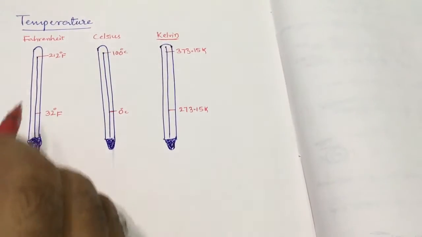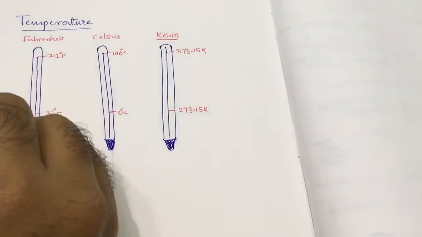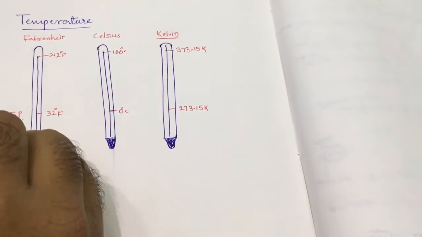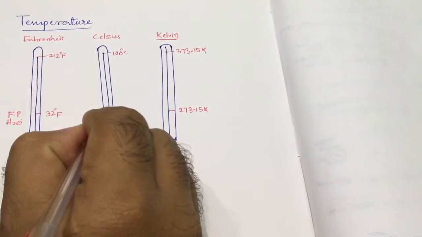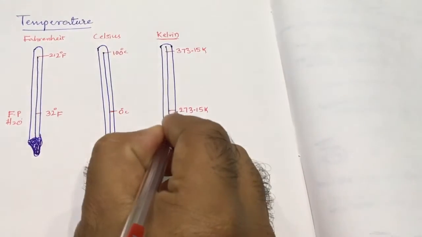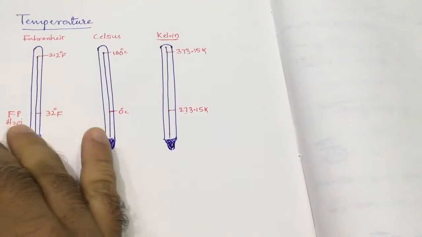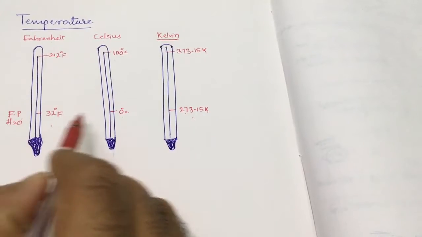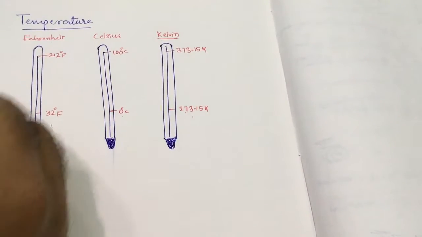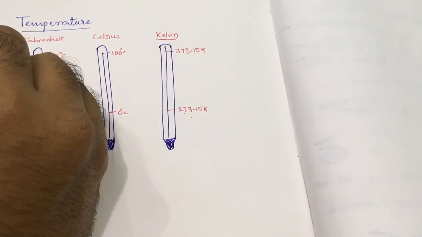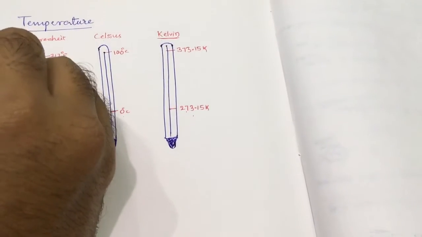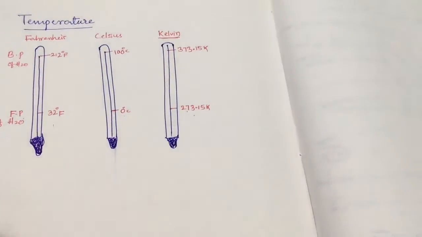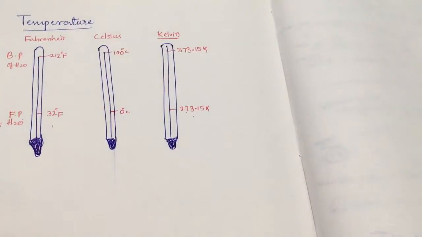Now this is water. This is the freezing point of water, in different scales: degree Fahrenheit, degree Celsius, Kelvin. These are the water freezing points. Next, this is the boiling point of water, in the different scales.